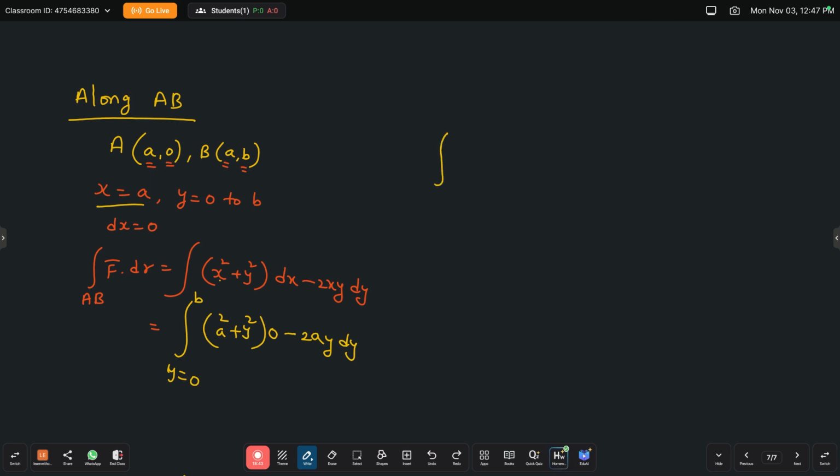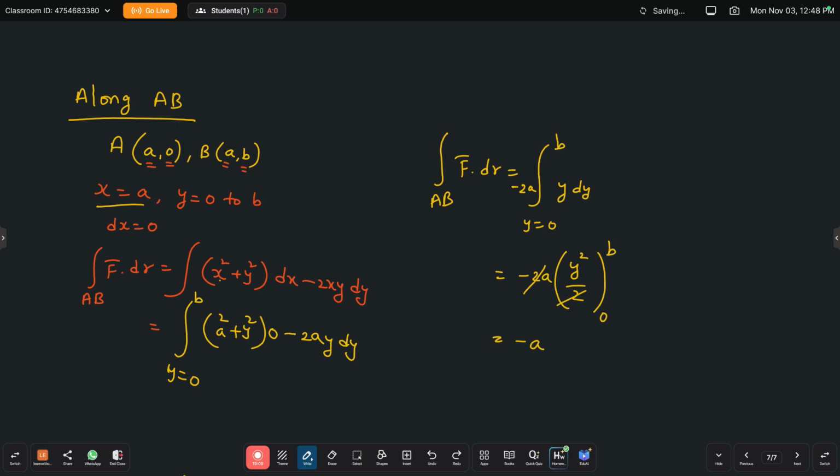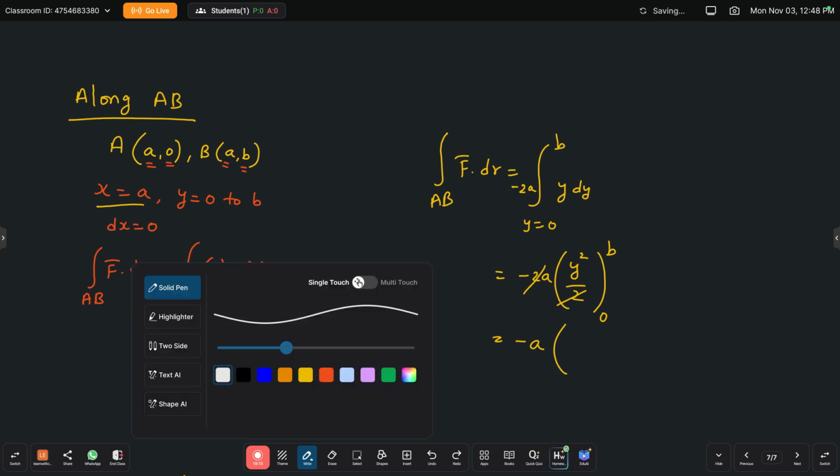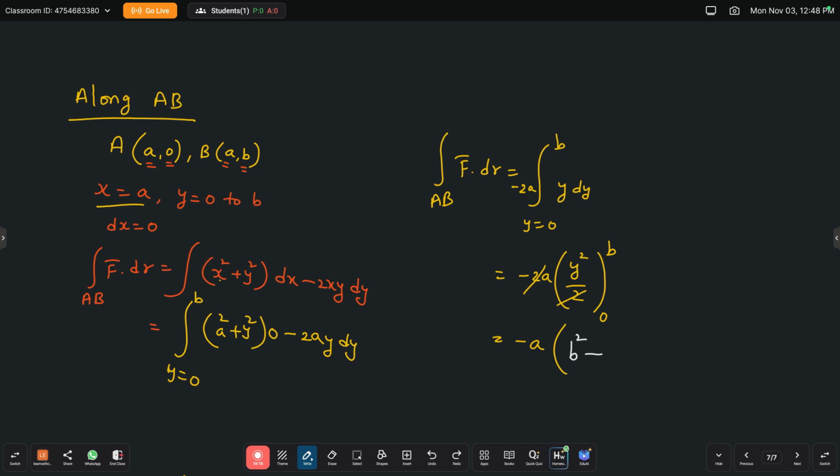Minus 2a, with y from 0 to b. Here 2a is constant, so minus 2a stays outside. The y integration with respect to dy: minus 2a is constant, and the integration of y is y square by 2, with limits from 0 to b. Here the 2 gets cancelled, giving minus a times the upper limit. In place of y, put the upper limit b, so b square. The lower limit is 0. So the value along AB direction is minus ab square.